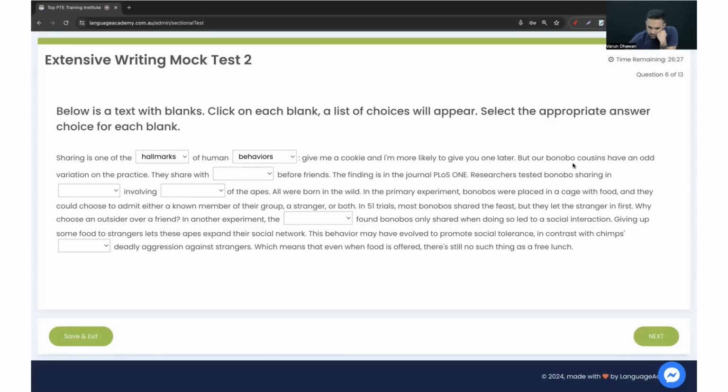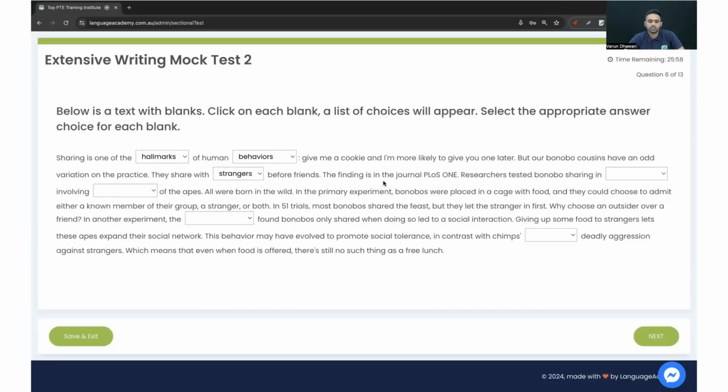But our bonobo cousins have an odd variation on the practice. Our bonobo cousins means probably some animals. They are not like this. They don't share. They share with dash before friends. So we humans share it with each other. They're opposite to us, right? They have an odd variation, which means they're not the same as we are. So they share it with strangers before their friends.